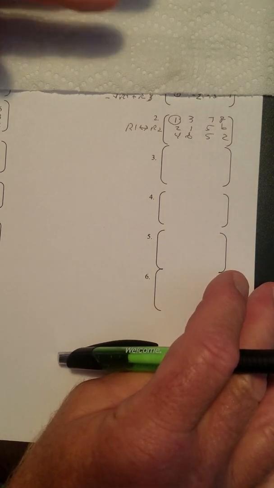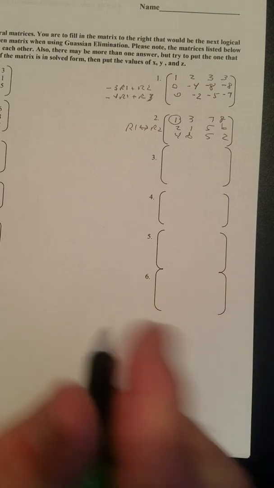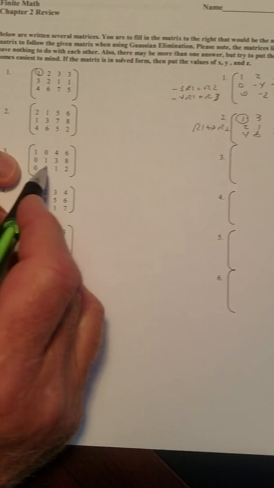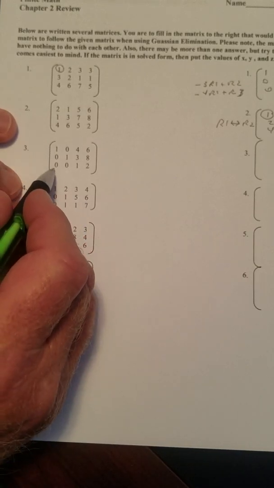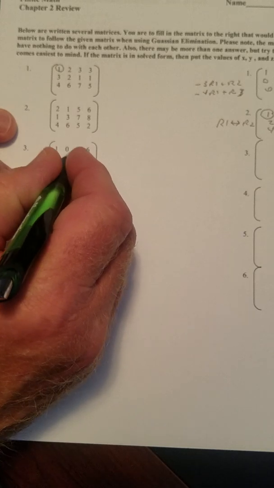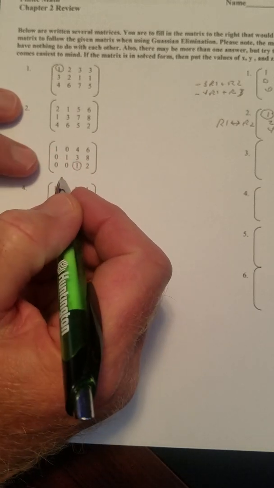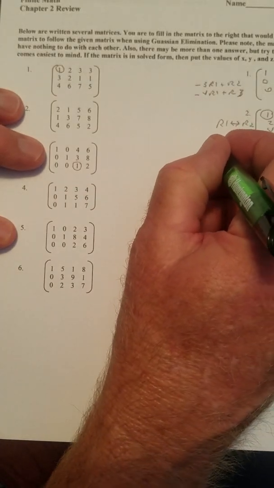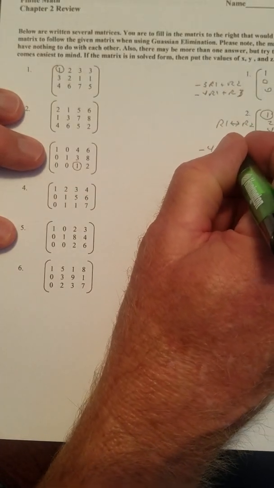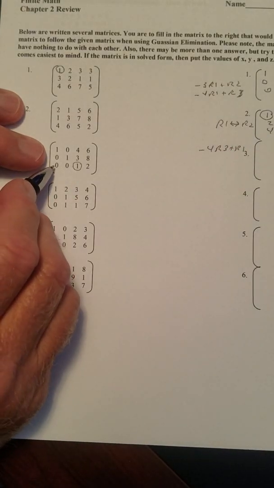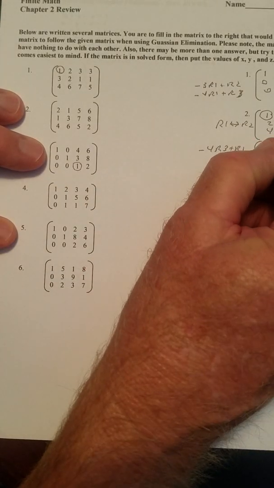Okay, now we go to the third one. The first column's done. The second column's done. We go to the third column. We have the 1 here, and I need to get 2 zeros. So to get a 0 where the 4 is, I'm going to take -4 times row 3 plus row 1. So -4 times 0 is 0, plus 1 is still 1. -4 times 0 is 0, plus 0 is still 0.